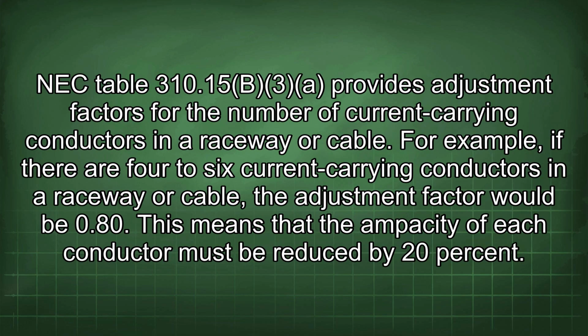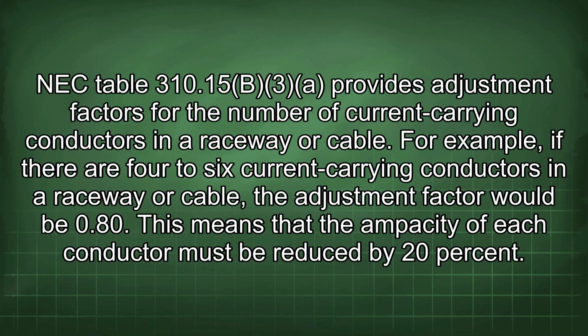NEC Table 310.15(B)(3) provides adjustment factors for the number of current-carrying conductors in a raceway or cable. For example, if there are 4 to 6 current-carrying conductors in a raceway or cable, the adjustment factor would be 0.80.